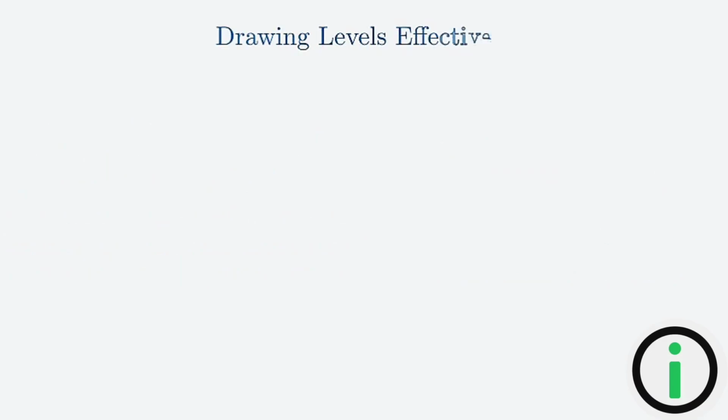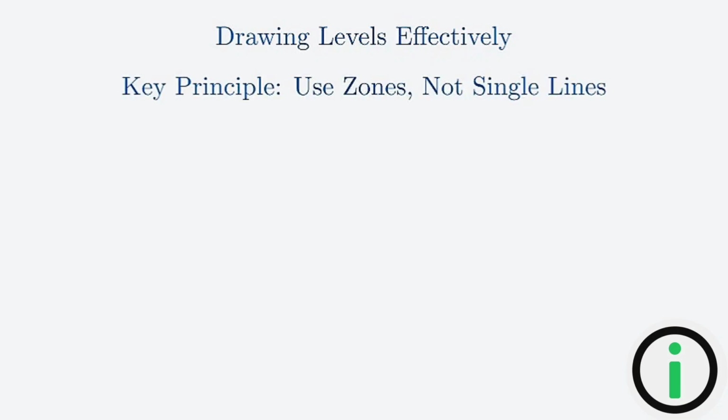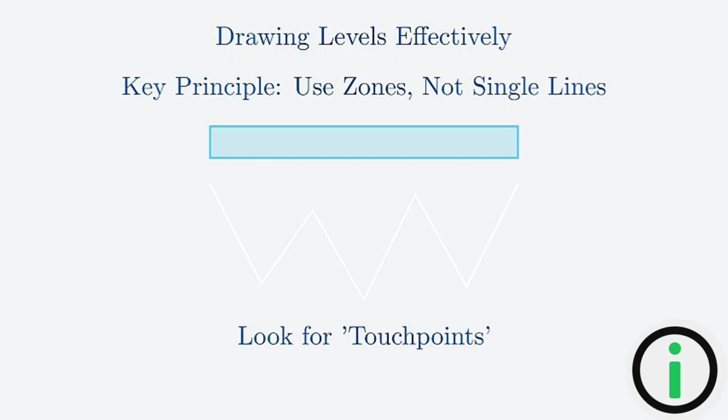Now that we understand the concept, let's talk about drawing these levels effectively. The biggest mistake beginners make is trying to find a single, exact price point. Think of support and resistance as zones, or thick bands. Notice how the price doesn't always stop at the exact same cent. By drawing a zone that encompasses the highs or lows of the candle bodies and wicks, you account for market noise. The more times a level is tested and holds, the stronger that level becomes. One touch is a fluke, two is a pattern, and three is a confirmed level.